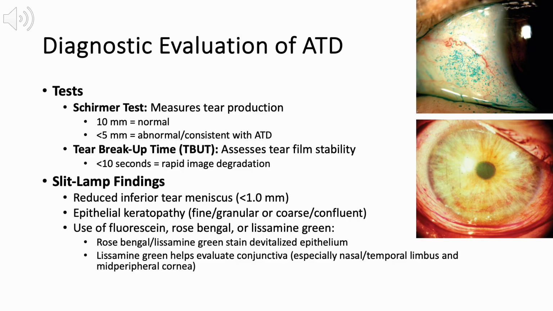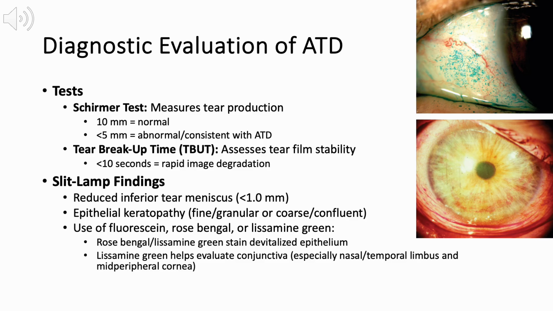The Schirmer test measures tear production, with values of 10 millimeters or more considered normal, and values under 5 millimeters indicating tear deficiency consistent with ATD. Another key assessment is tear breakup time, or T-BUT, which evaluates tear film stability. A T-BUT of less than 10 seconds reflects rapid tear film degradation, a hallmark of instability seen in ATD.